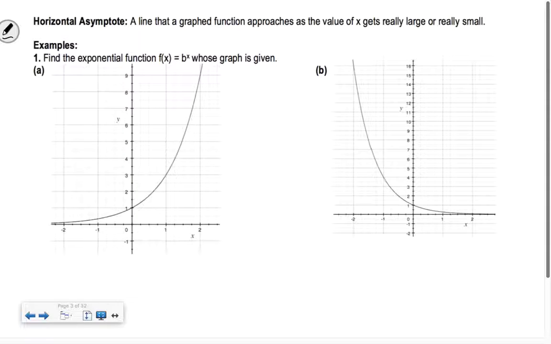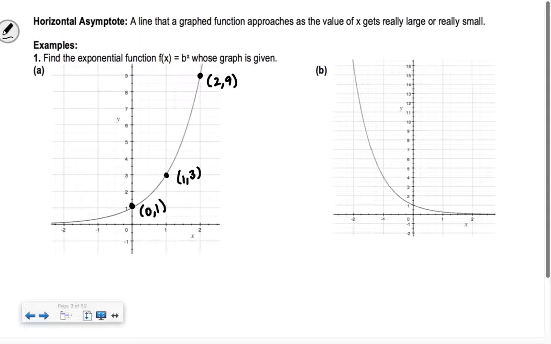All right, so horizontal asymptote, it's the line that it gets closer to as we plug in, like x goes to 1,000,000, x goes to -1,000,000, and so on. All right, so find the exponential function f of x equals b to the x whose graph is given. So a couple of these, this first one I think is pretty easy. So we want to look for points that it's going through. So it's going through (0, 1), and it looks like it's going evenly through (1, 3), and it looks like also (2, 9).